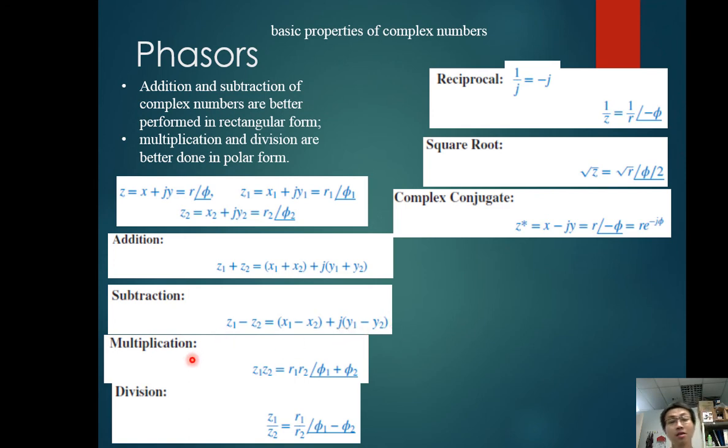For multiplication, z1 times z2, we use the polar form, which is r1 times r2 angle phi1 plus phi2.